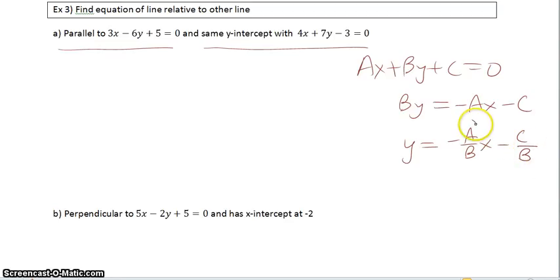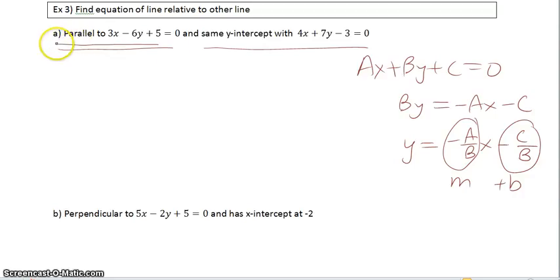All right, I find out this is my slope, this is my y-intercept. So that's the general formula, right? So y is equal to mx plus b. Therefore, I can use this shortcut. If I want to find a line that is parallel to this, I'm interested in the slope. Parallel means it's the same slope. Slope is negative a over b.